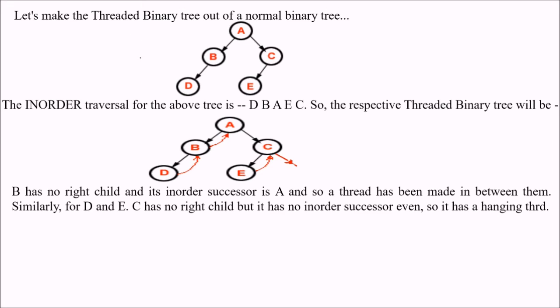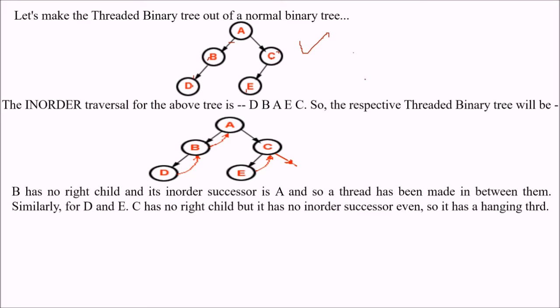And let's make a threaded binary tree out of, say, a normal binary tree. If this is a normal binary tree, the in-order traversal of this tree will be what? D, B, A, E, C. I hope by now you are aware of what the in-order traversal is. So this is D, B, A, E, C.